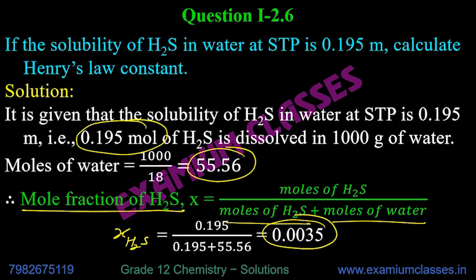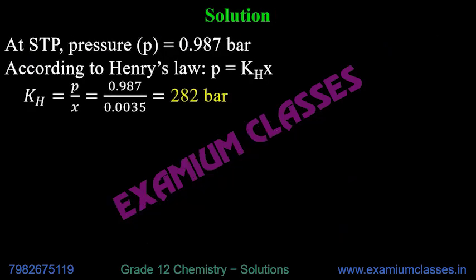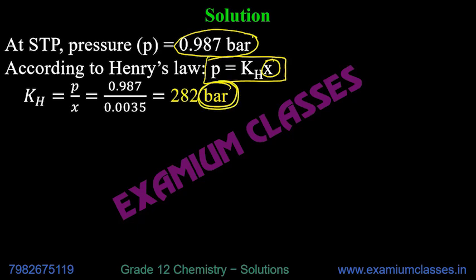Okay, so Henry's law will be P equals KH x. You calculated the amount of solute dissolved in water in terms of mole fraction. At STP, pressure is 1 atm or 0.987 bar. You can take 1 atm also, okay? In that case, the unit of KH will be atm. That will be the only difference.